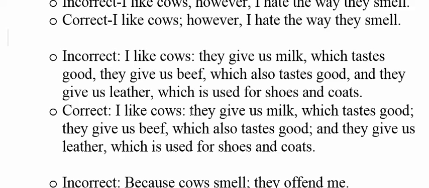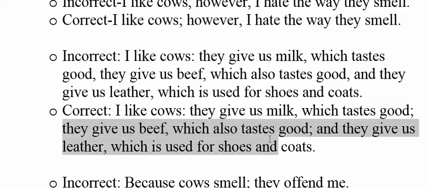I like cows: they give us milk, which tastes good; they give us beef, which also tastes good; and they give us leather, which is used for shoes and coats. So you're separating parts. These two parts go together, these two parts go together, and these two parts go together.